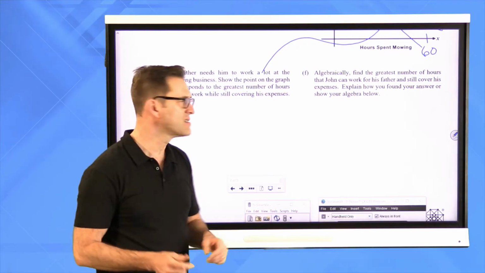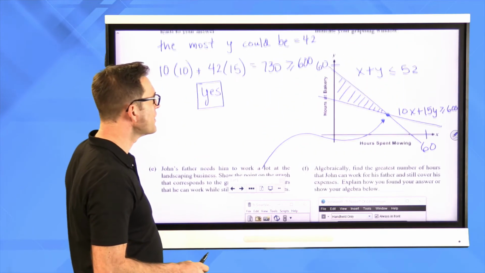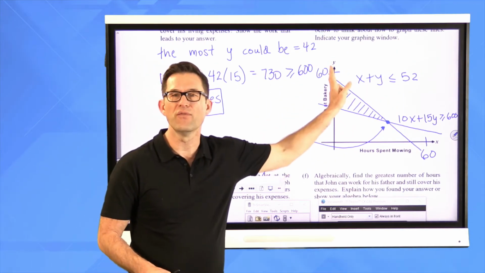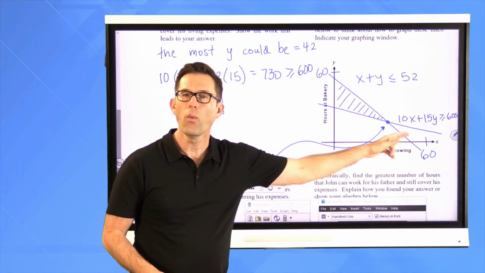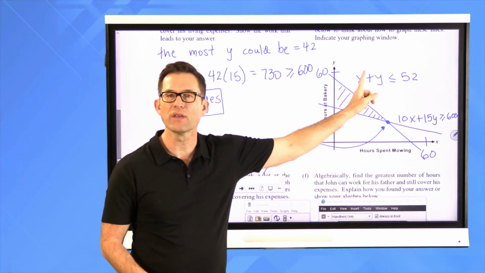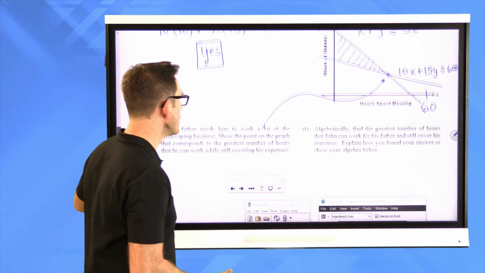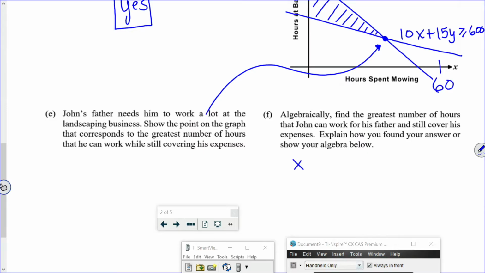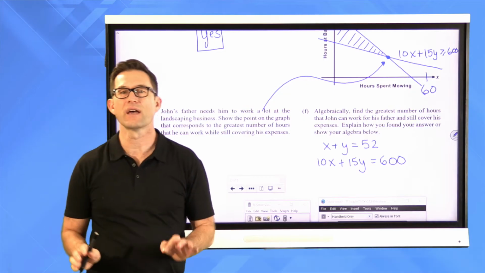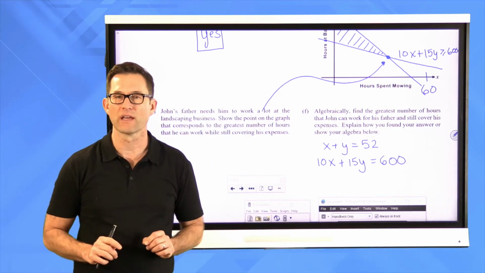That point is actually the intersection of these two lines. What are those two lines? Those are the lines that these inequalities are based on. Specifically, we want to find the intersection of x plus y equals 52 and 10x plus 15y equals 600.